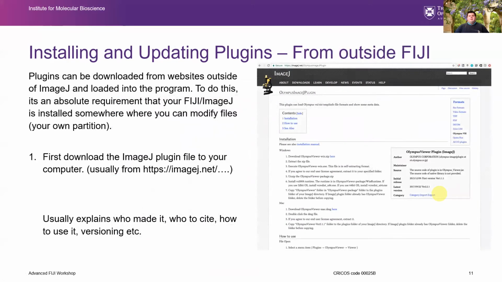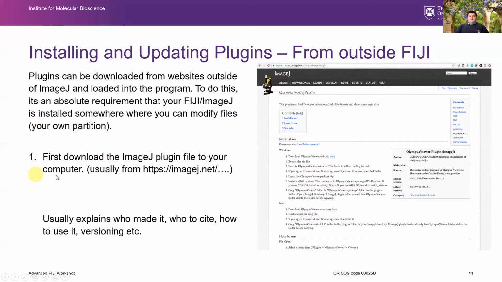Sometimes plugins might be from outside of FIJI and you want to install them. These can be downloaded from websites, and these websites are sometimes listed on the wiki page. To do this, it's an absolute requirement that your FIJI or ImageJ is installed where you can modify things. So if your institution has given you a computer and you don't have administrative rights, you might need to talk to your IT team to have a copy of FIJI that you can edit on your own.